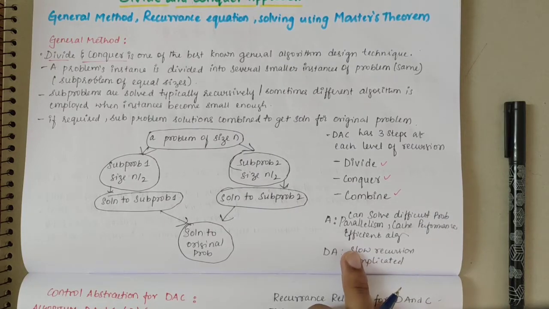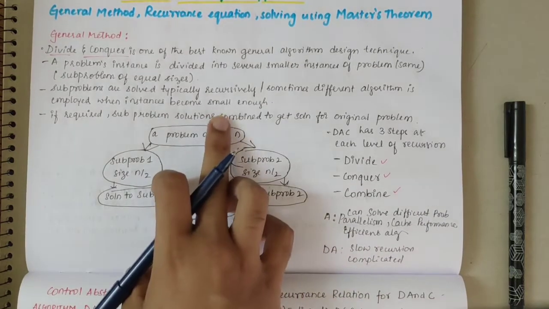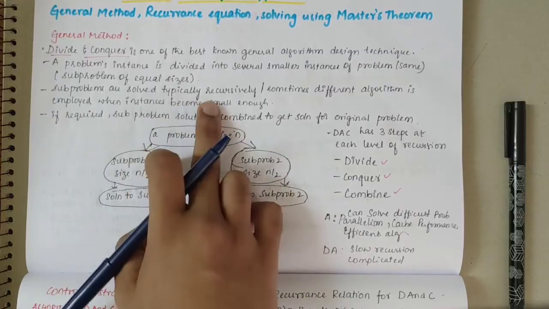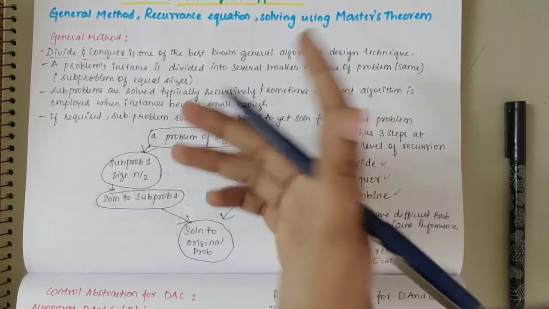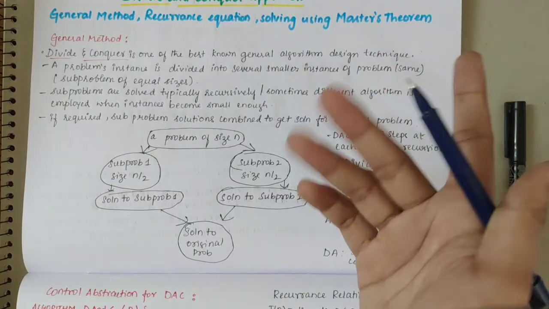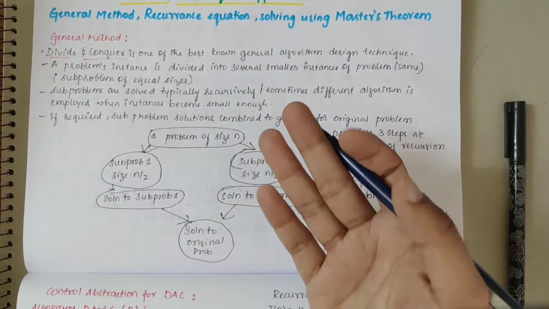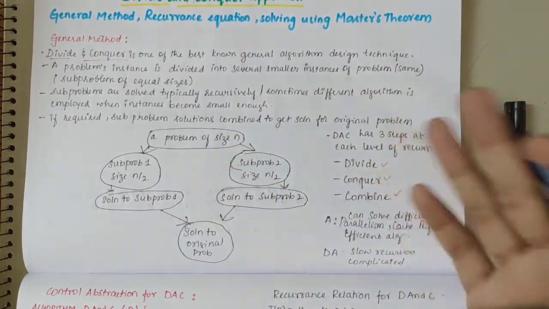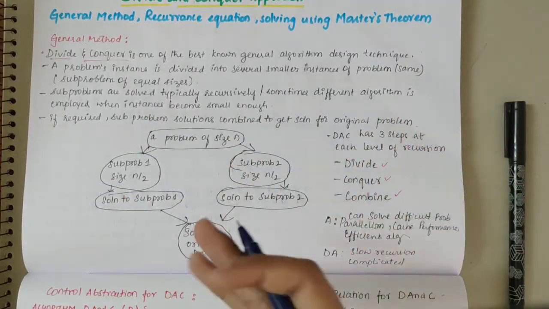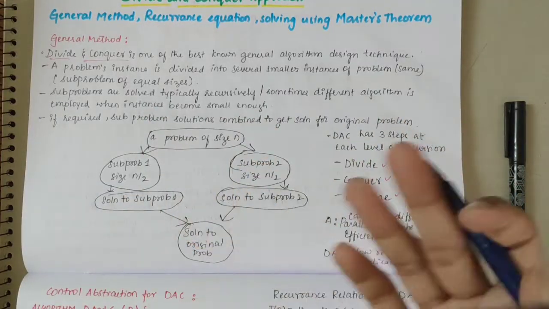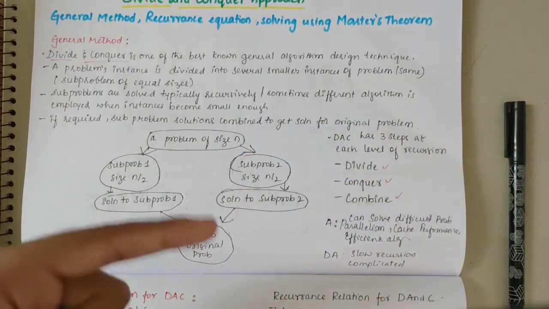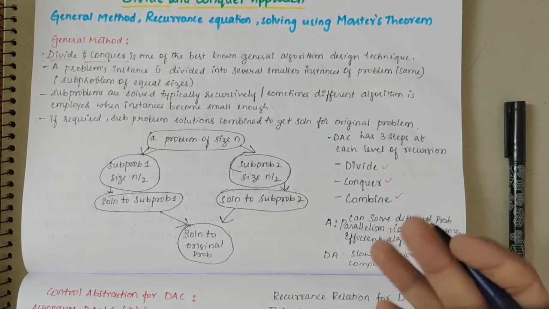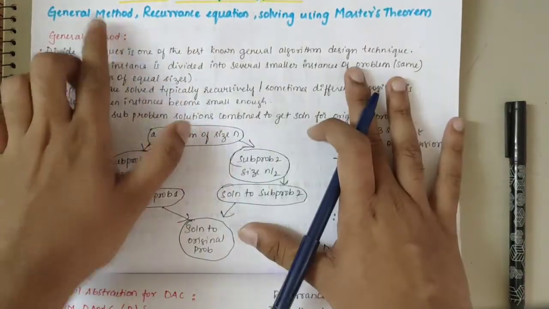The disadvantage here is, at times, as we have discussed, the subproblems are solved typically recursively. So at times the recursion could happen slowly. The pace of recursion could be slow. Sometimes it can also be complicated because you are dividing the problem. The same subproblem can occur many times, so it needs to be solved again and again. That is one of the disadvantages. This was about the general method.